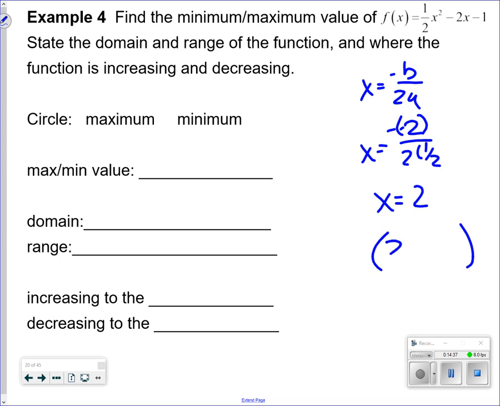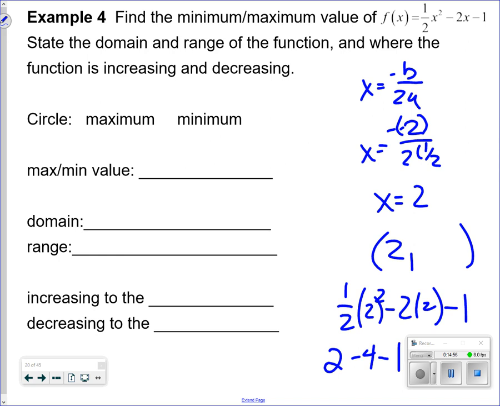Now, let's actually find the vertex then. Plug 2 back in for x. So a half, 2 squared, minus 2 times 2, minus 1. Remember, always square before you multiply, so 2 squared is 4, times a half would be 2, minus 4, minus 1, so I end up getting -3.